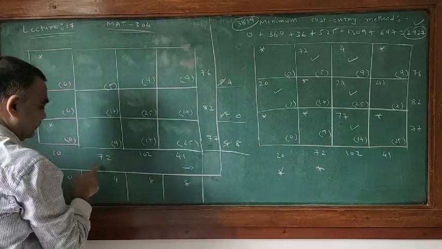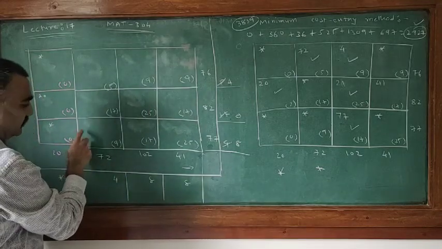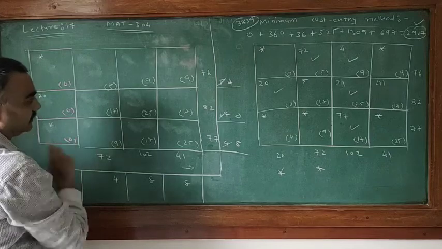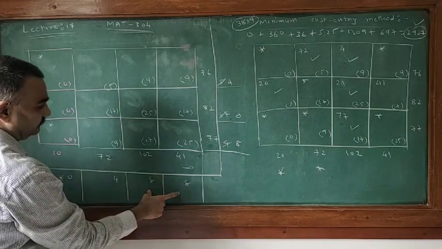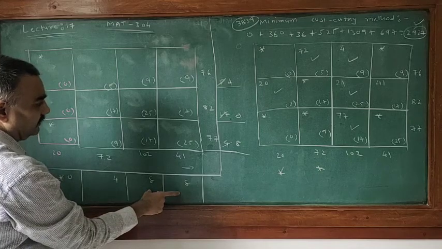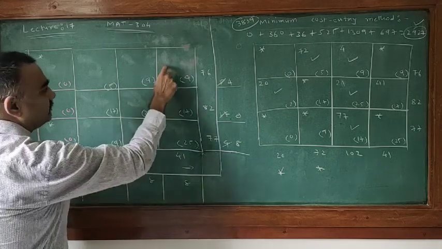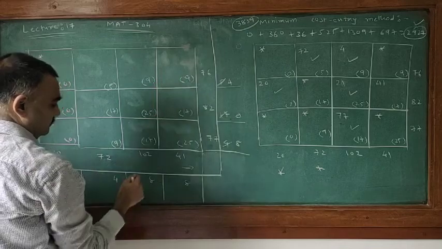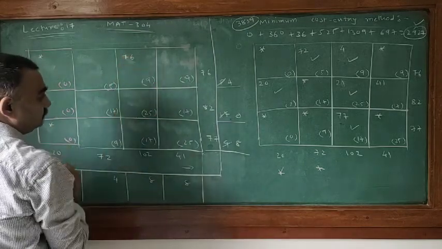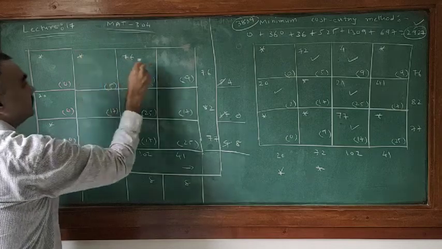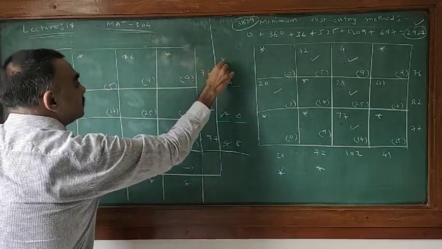But at this 8, we can do 72. Means either we have to use this or this. I think it is advisable to use this. Means I can do 76. Therefore, this is done.